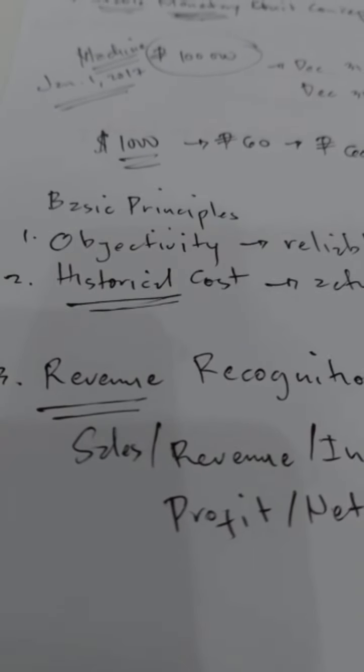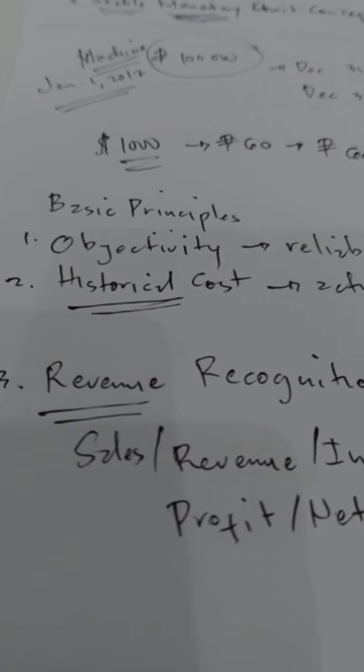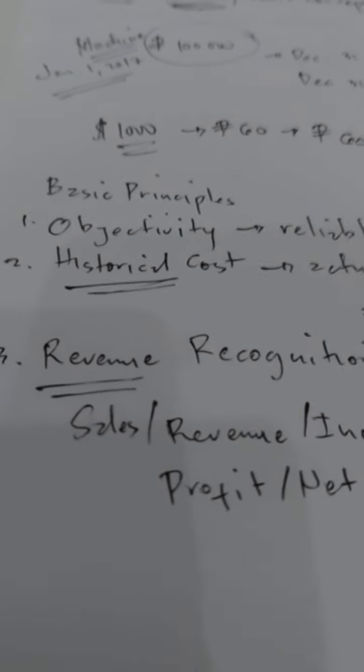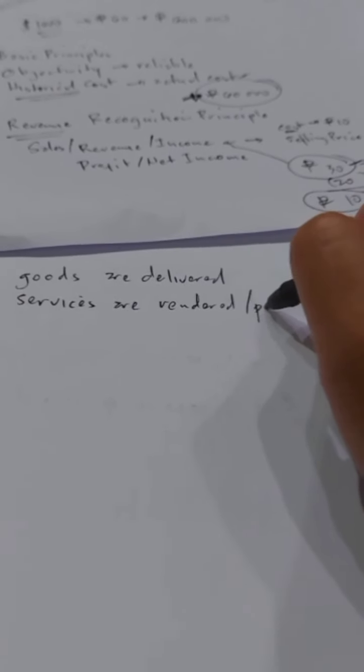Okay? So, pag sinabi natin revenue recognition principle, revenue is to be recognized in the accounting period when goods are delivered or services are rendered or performed. Okay, so dapat alam niyo yung revenue ulit. Revenue or sales or income, yun yung amount kung magkano natin siya naibenta. So, ang tanong dyan, kailan natin i-recognize or i-record yung revenue? Sabi dyan, revenue is to be recognized in the accounting period when goods are delivered, or services are rendered or performed.